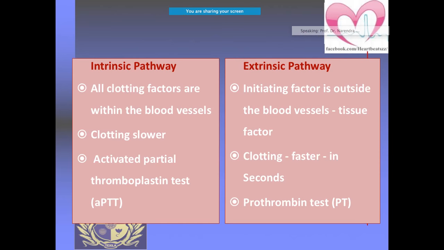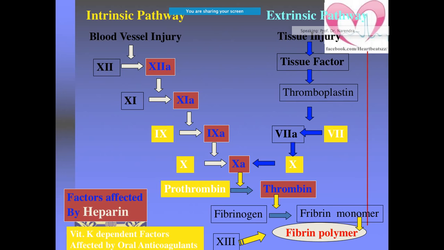So APTT and PT are different tests. They are trying to measure different parameters as well. They're trying to check for different factors as well. This is the overall pathway. As you may see on the screen, if there is a blood vessel injury or a tissue injury, how these different pathways are getting activated, one leading to the other. And finally, of course, the fibrin polymer is getting formed.